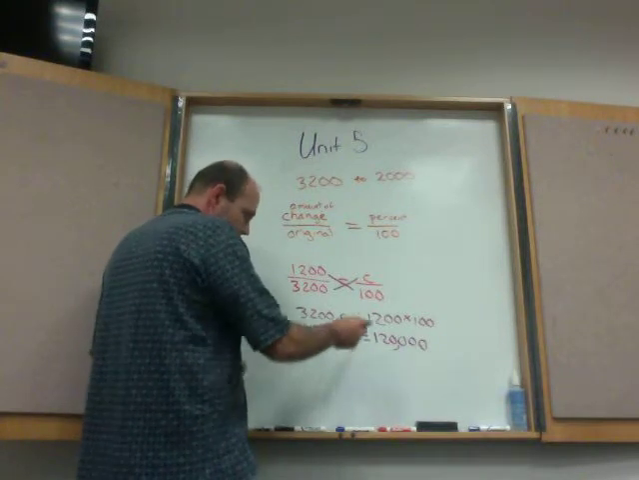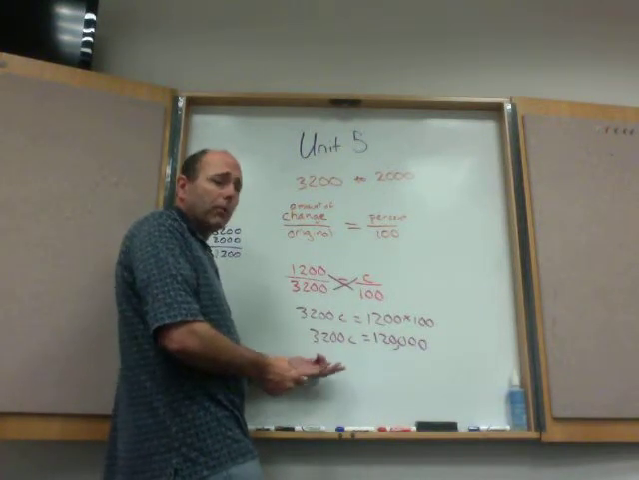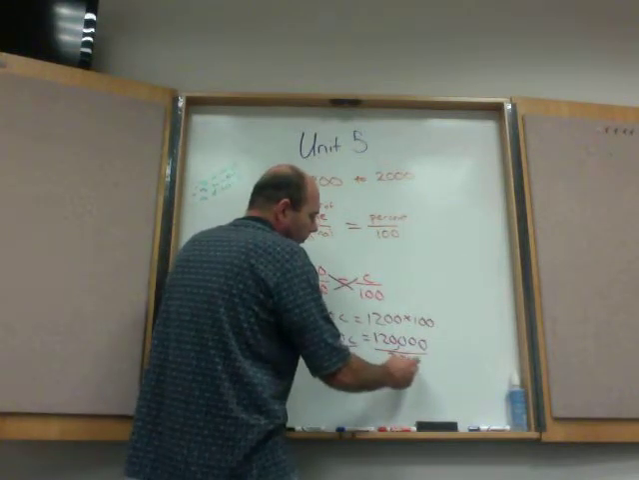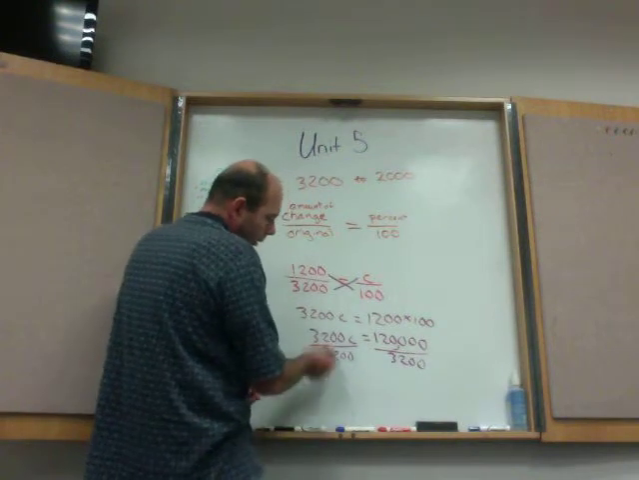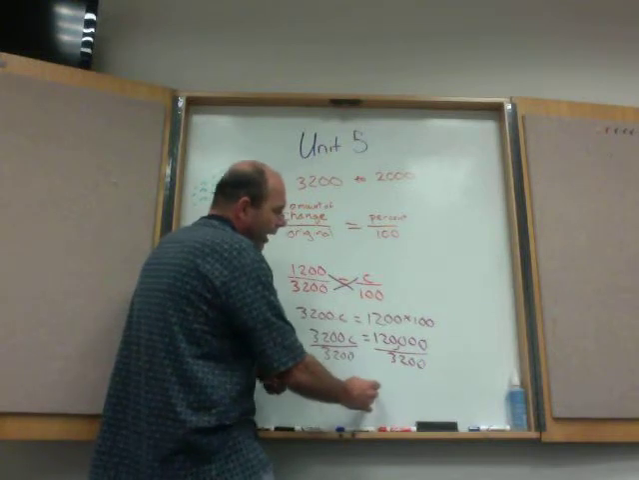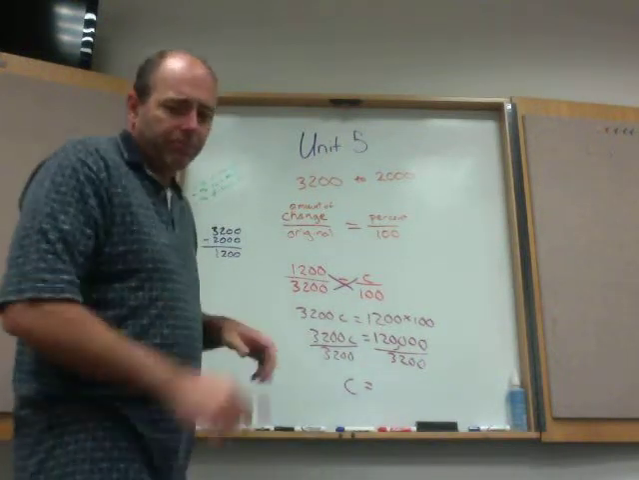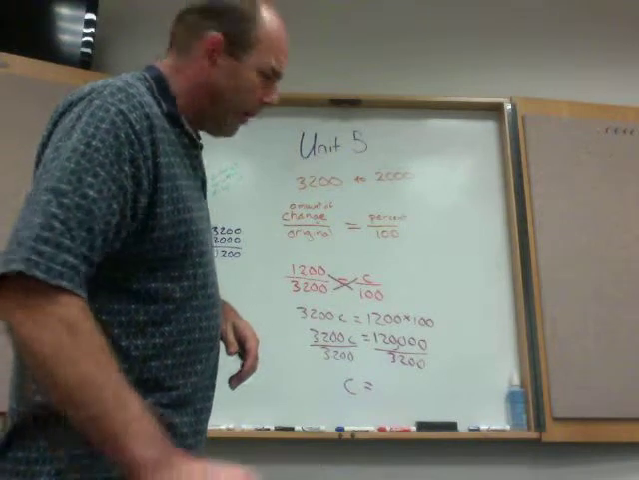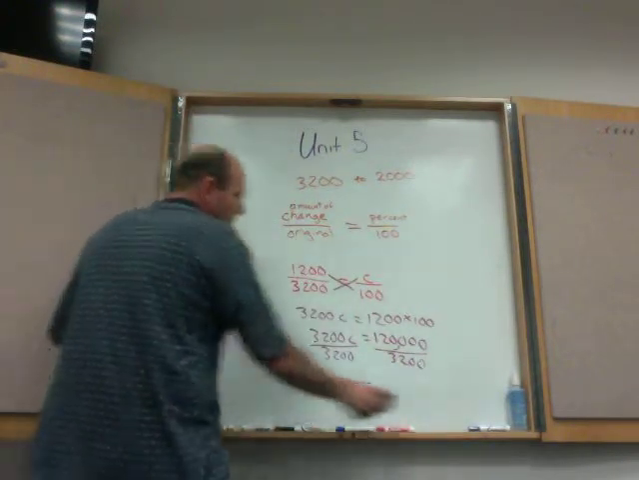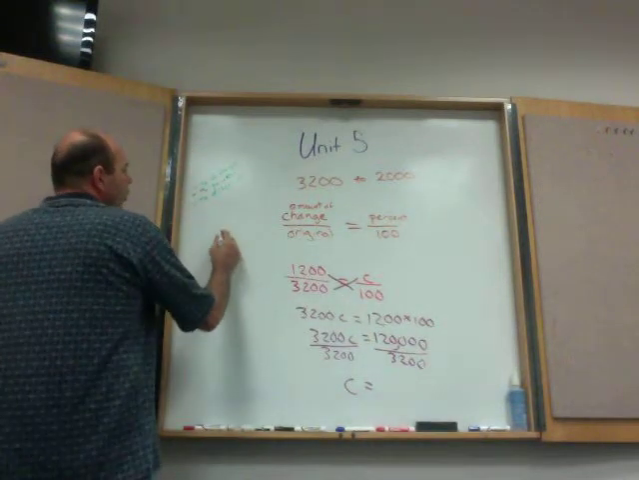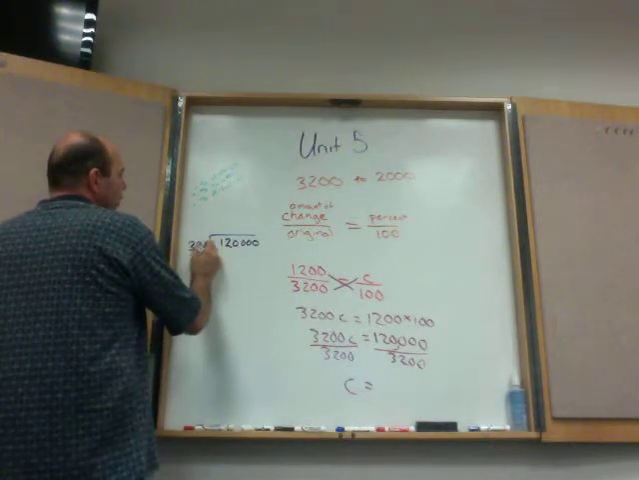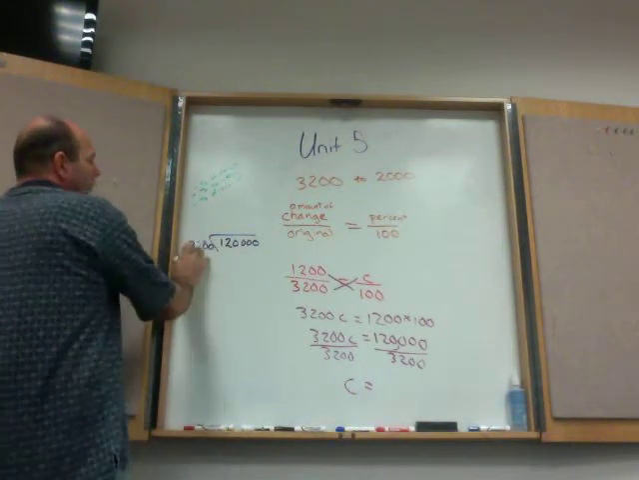3,200C. Again, I'm solving for C. The opposite of multiplying by 3,200 is to divide by 3,200. This leaves C over here because 3,200 over 3,200 is just 1, or 1 times C. So just C. And here's where I've got to do a little bit of math. Let me erase some things that we don't need anymore. But I have 120,000 divided by 3,200. Let me see here.